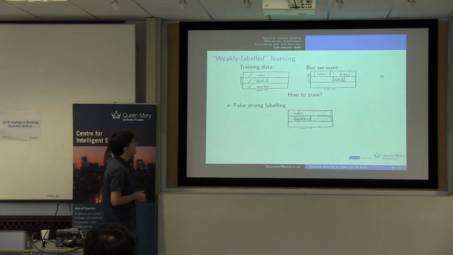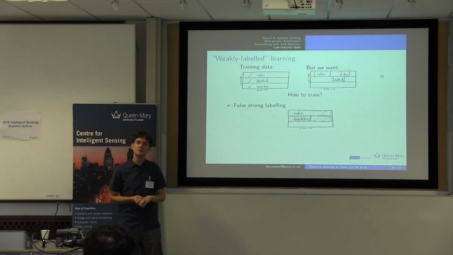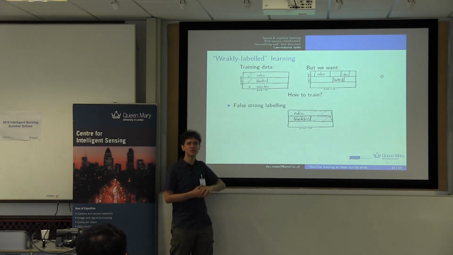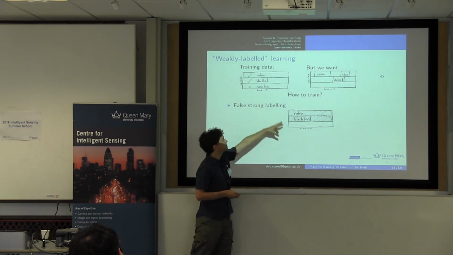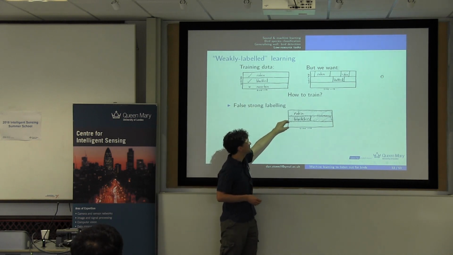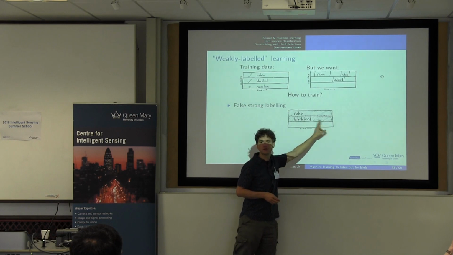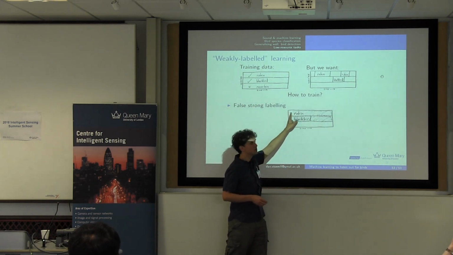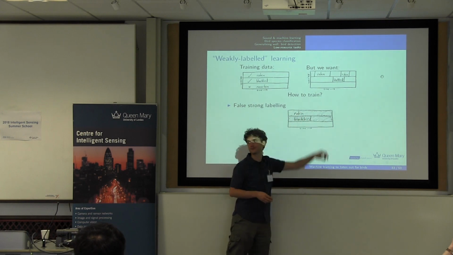This is weakly labelled learning. It has been addressed in a few different ways. A simple hack is what we call false strong labelling. In the training data, we pretend that things that are never present, we know that they're never present, so we can set zeros here, that's fine. The things that are present sometimes, we pretend that they're present always.